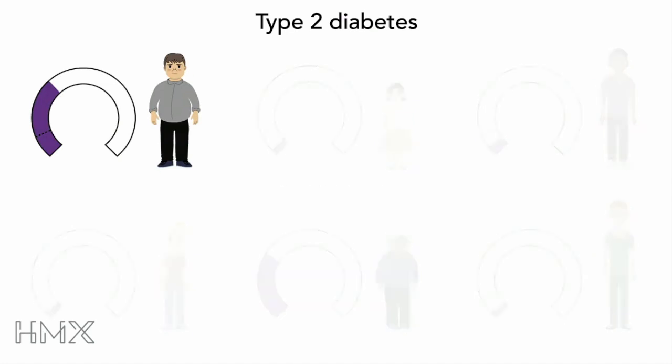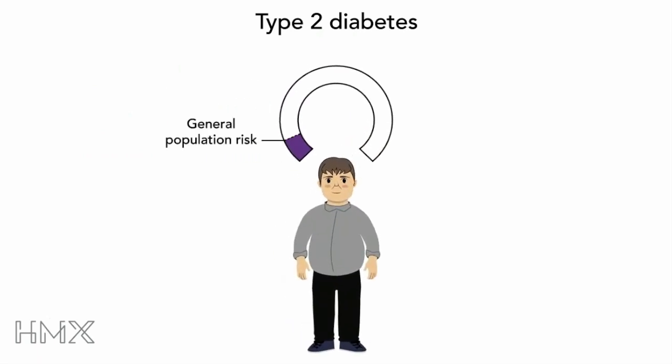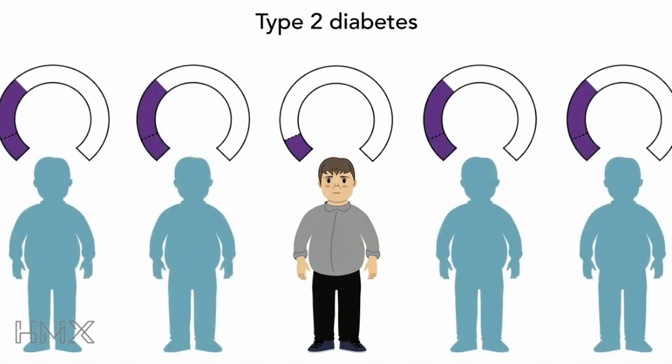To determine the risk of an individual based on one or more of these factors, you can look at the risk of a subset of the population with that same characteristic or set of characteristics, and adjust the risk prediction of the individual accordingly. Let's look at an example of how this works in more detail.